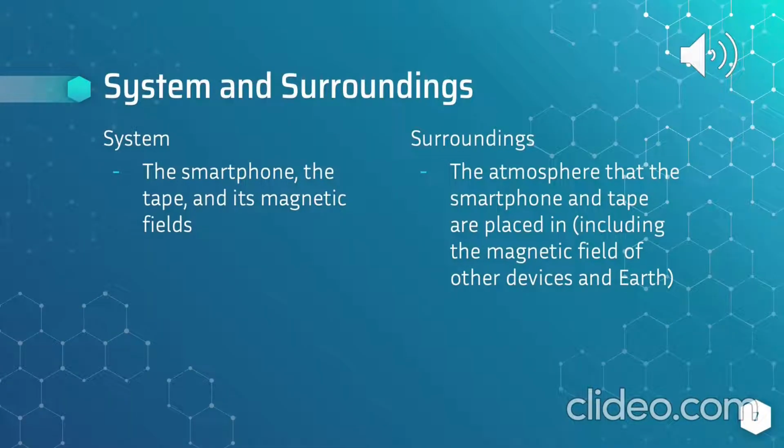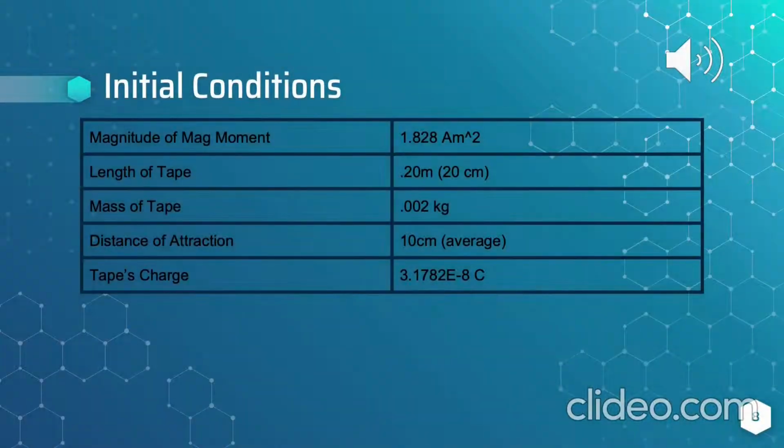The system is identified as the smartphone, the tape, and the magnetic fields. This includes the magnet and the magnetometer. And the surroundings are the atmosphere, where the smartphone and tape are placed in. This includes the magnetic fields of other devices and Earth itself. Here are the defined initial conditions that I used for this experiment.